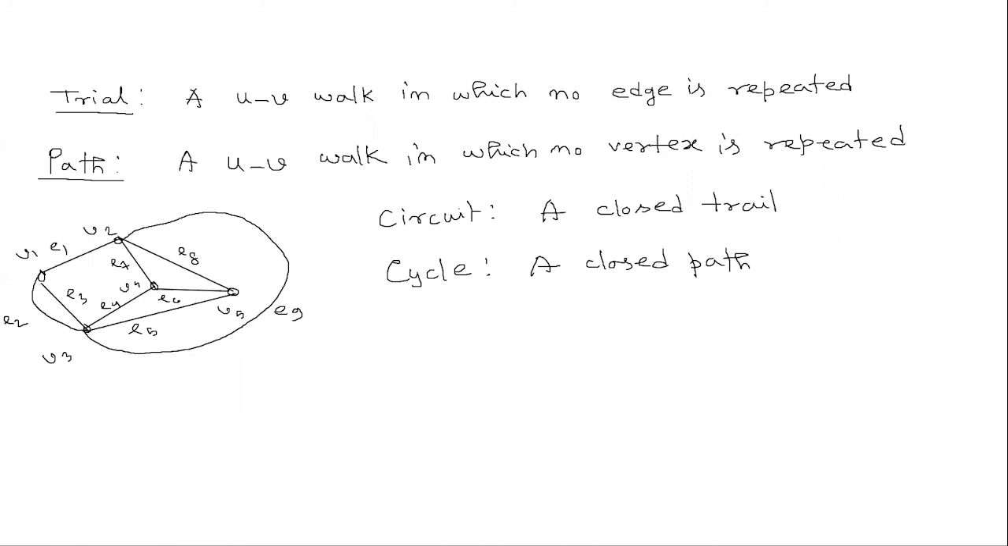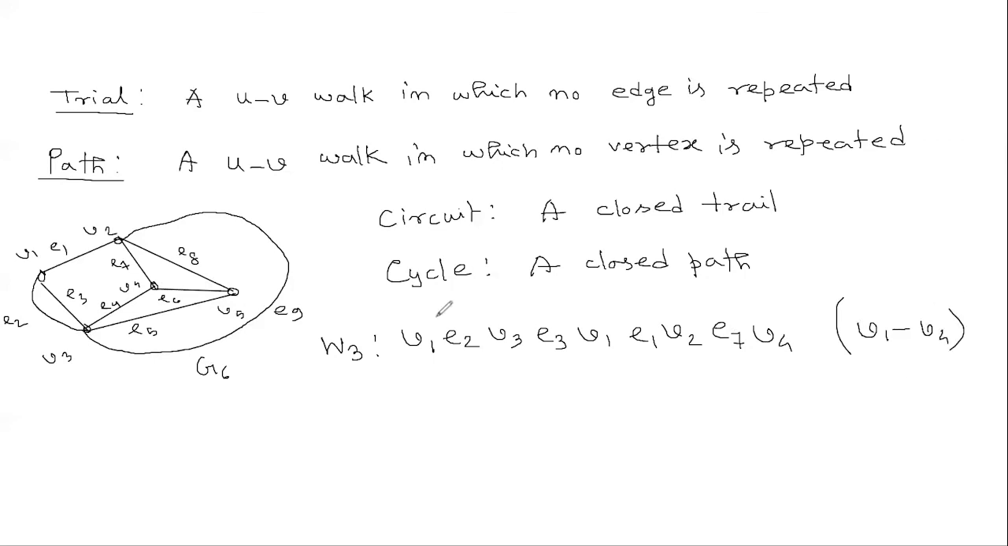Now let us try to write some trail and path from the graph G6 say. So first let us write W3, a walk from V1 to V4 say. So if we write V1 to V3 via E2, then V3 to V1 via E3, then E1, V2, E7, and V4. So this is a walk from V1 to V4.